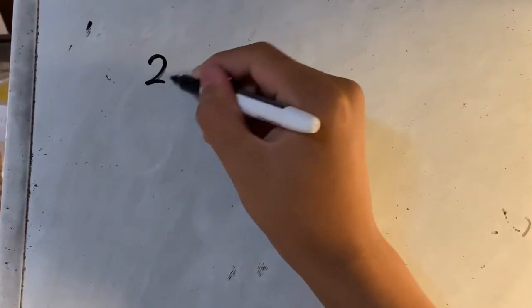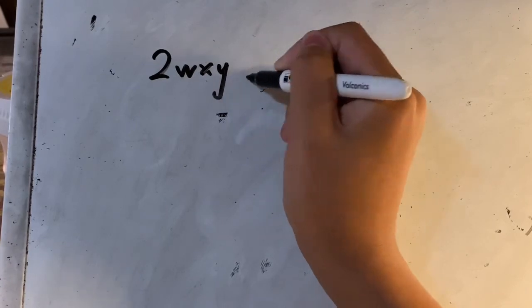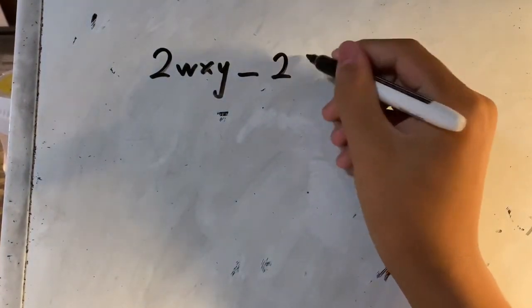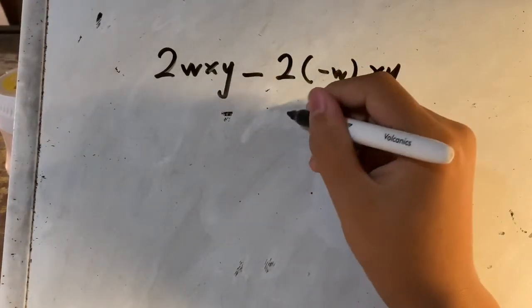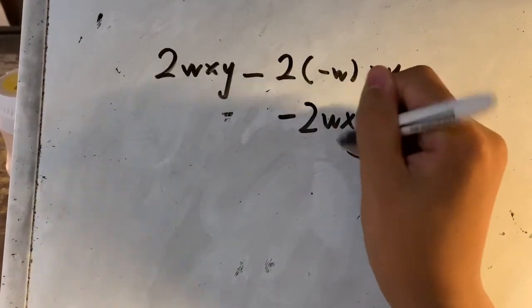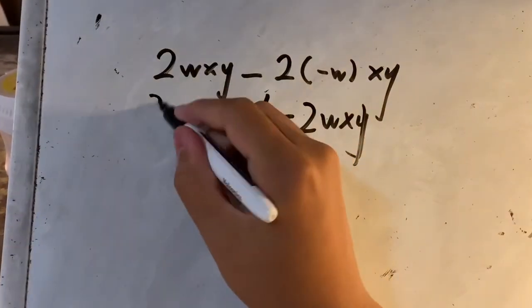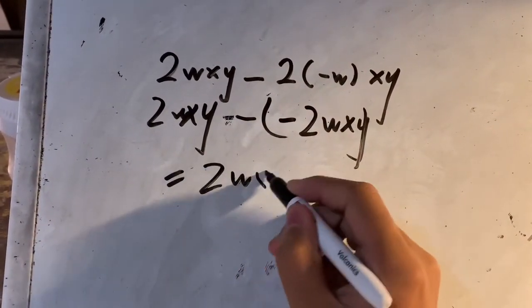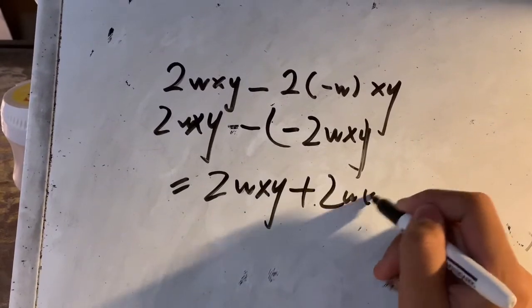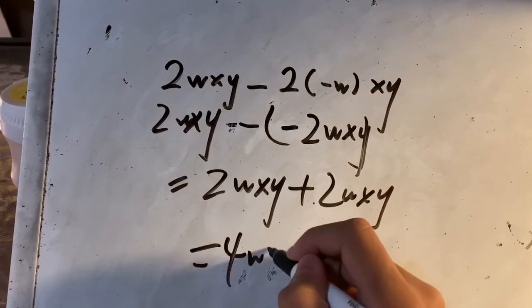Finally, let's talk about the variables problem. So let's first calculate this. So we know that it will be equal to this, right? 2wxy. Then it will be equal to 2wxy plus 2wxy. Then it is going to be 4wxy.